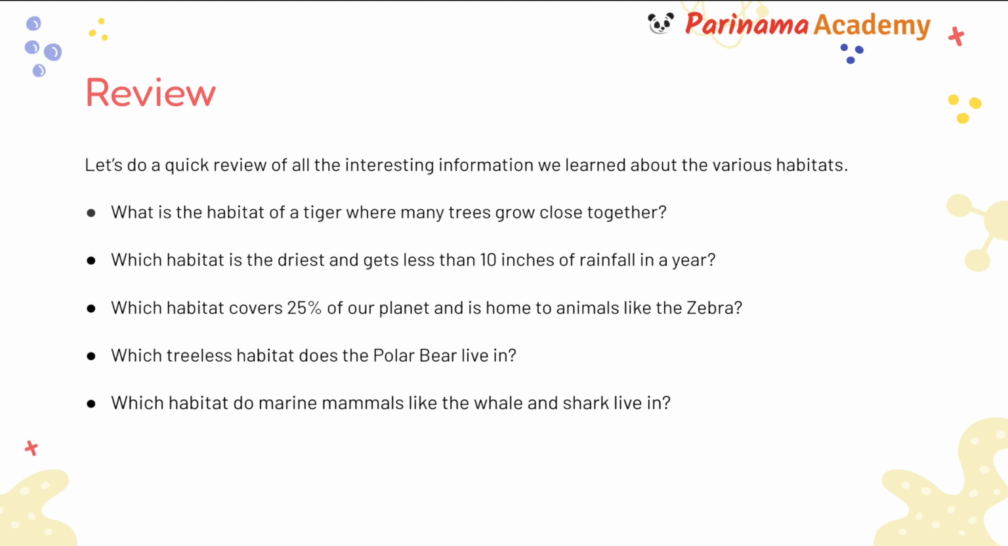Let's do a quick review of all this information that we learned about the various habitats. What is the habitat of a tiger where many trees grow close together? It's a forest. Which habitat is the driest and gets less than 10 inches of rainfall in a year? That's the desert. Which habitat covers 25% of our planet and is home to animals like the zebra? Those are grasslands. Which treeless habitat does the polar bear live in?